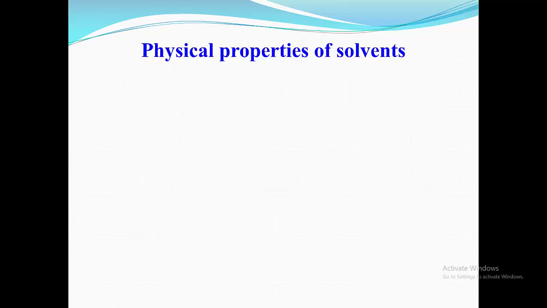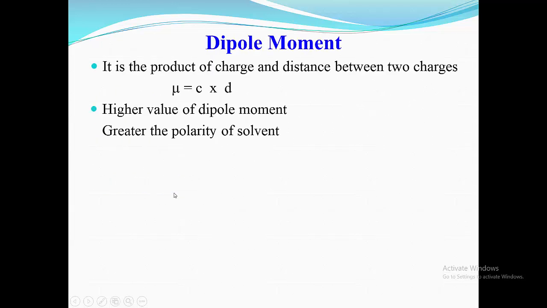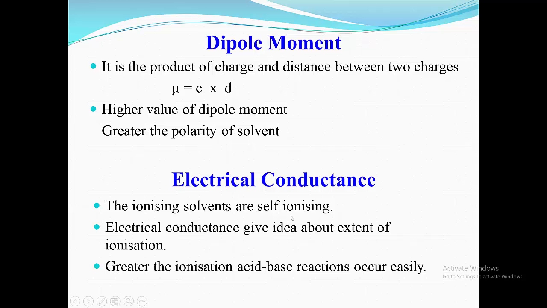Physical properties of solvents. We consider some physical properties of solvents such as dipole moment, dielectric constant, electrical conductance, viscosity and proton affinity. Dipole moment. Dipole moment is the product of charge and distance between two charges. Higher value of dipole moment, greater is the polarity of solvent. Electrical conductance. The ionizing solvents are self-ionizing. Electrical conductance gives idea about extent of ionization. Greater the ionization, acid-base reactions can occur easily.